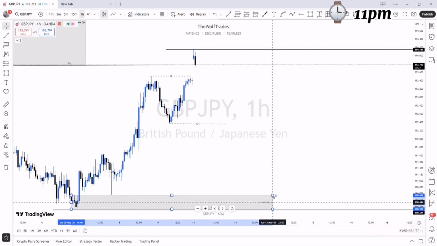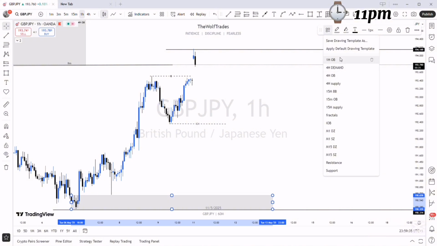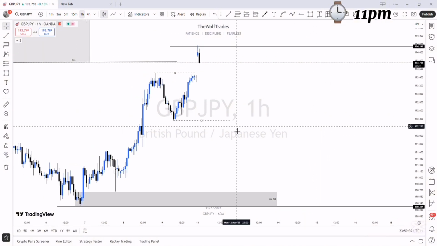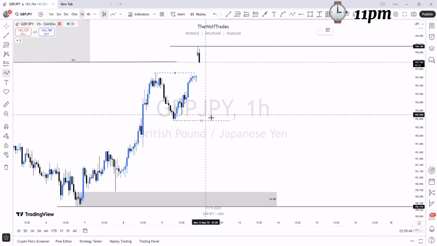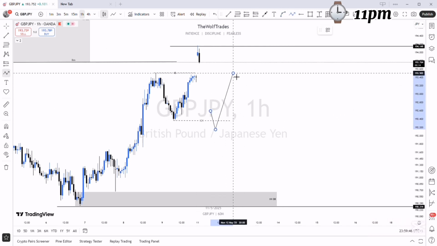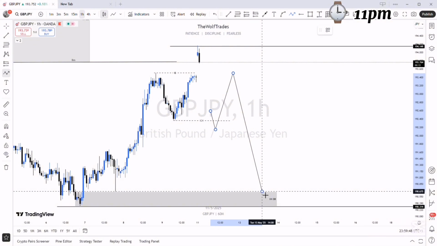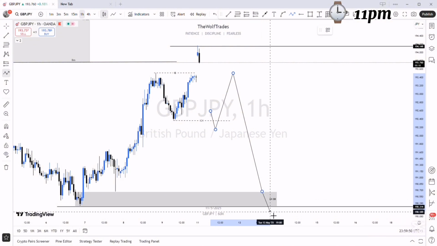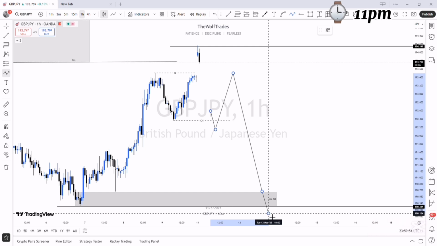So I mark my zone. That zone hasn't been tested on the 1 hour time frame. As you can see, the wick is not even close to it. So that's my 1 hour order block, the whole of Monday or Tuesday or whatever. So that is the counter trading opportunity I'll be looking out for. That is the trade I'll be looking out for.